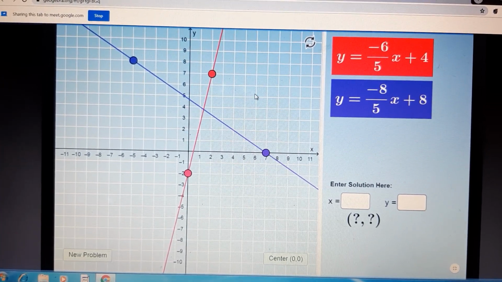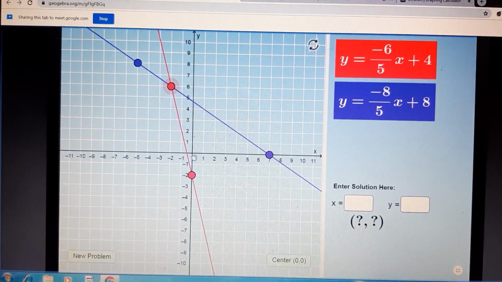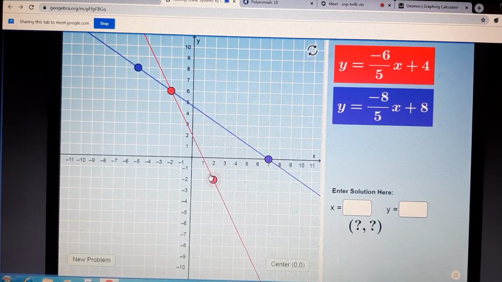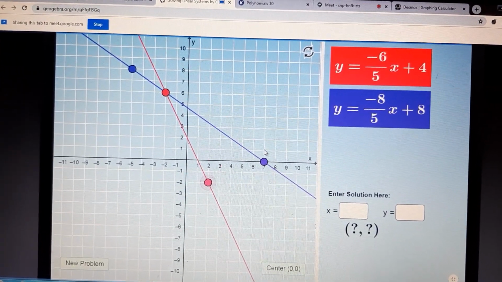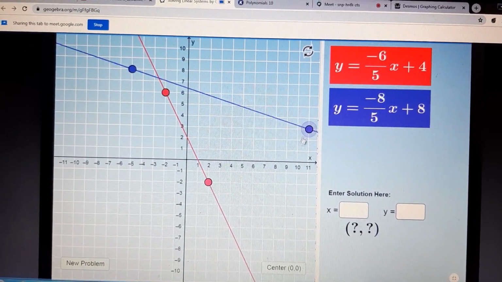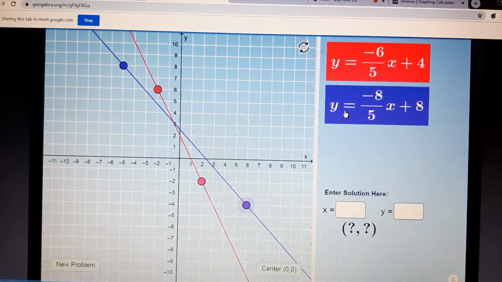So what I have to do is actually plot this line through these points and graph this equation. Okay. And similarly, I have to graph this purple line also through these points, according to the equation given on the right hand corner.